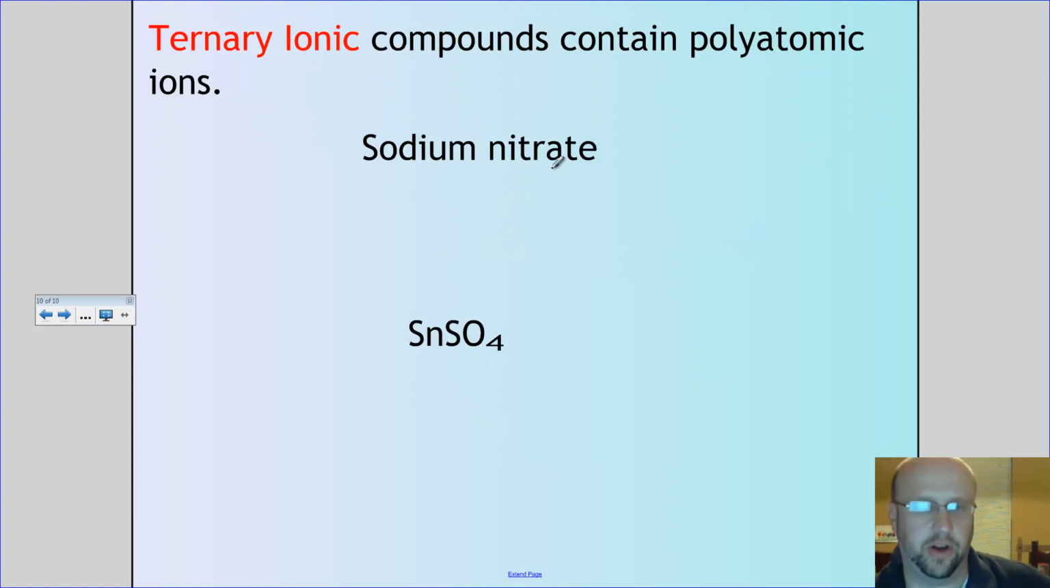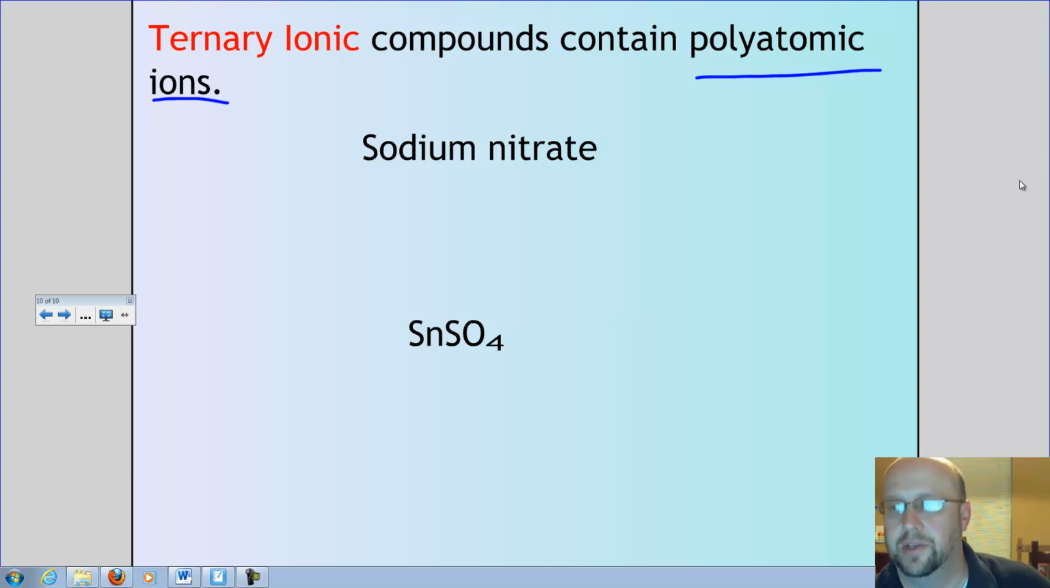For ternary compounds, they work exactly the same way. The only thing that's different about them is that they have polyatomic ions. Okay? Doesn't change the way we did it. You're still going to crisscross them. If you're given the name and you have to find the formula, you're still going to crisscross it. If you're given the formula and you have to find the name, you're just going to name what the parts are and find the charge if you have to. Okay? So let's work these out real quick.